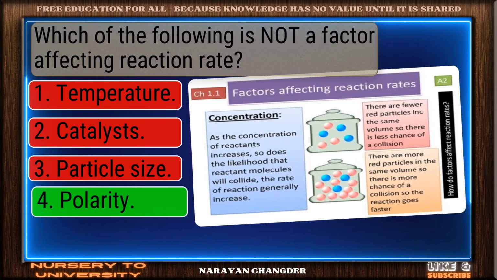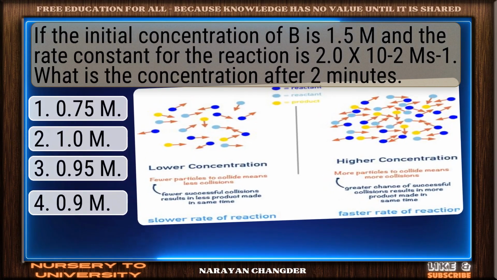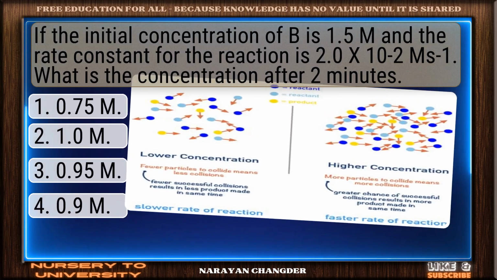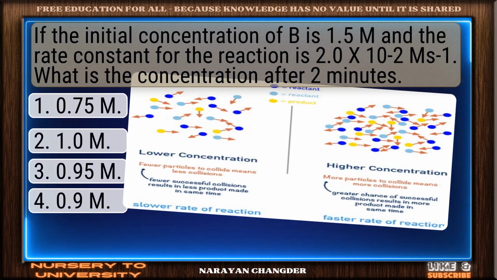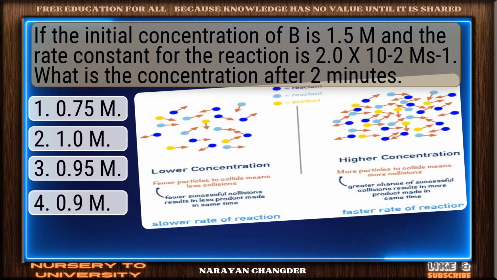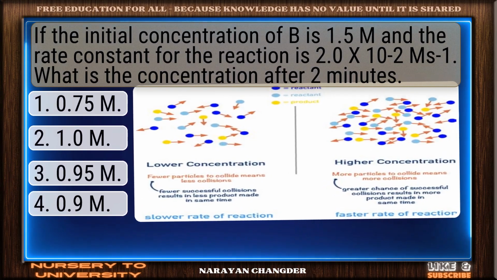Nice, polarity. If the initial concentration of B is 1.5 M and the rate constant for the reaction is 2.0 × 10^-1 per minute, what is the concentration after 2 minutes? Option 1, 25. Option 2, 1.0 M. Option 3, 0.95 M. Option 4, 0.9 M.